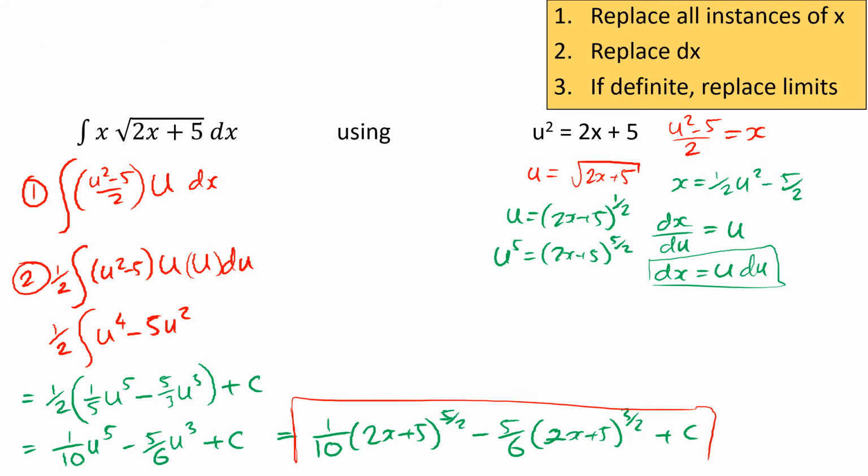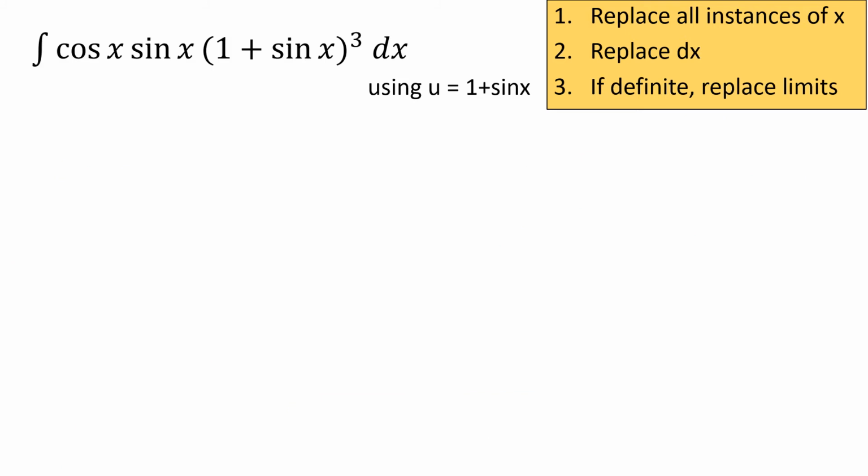Cool. So one way we use substitution is to get rid of those awkward algebra bits, but we can also use things like trig identities to get rid of trig as well. Here's an example that uses that. We've got the integral of cos x (1 plus sin x) cubed dx.